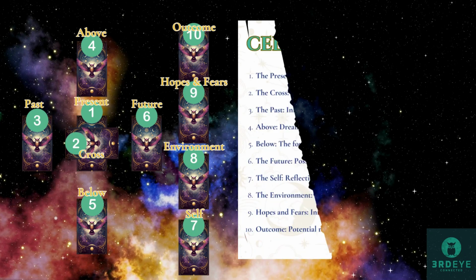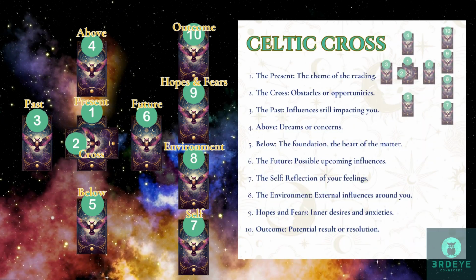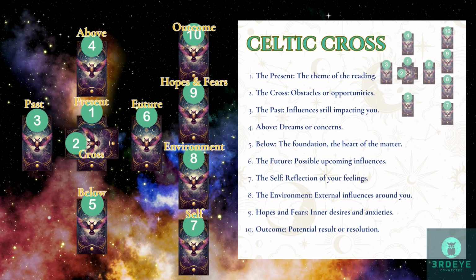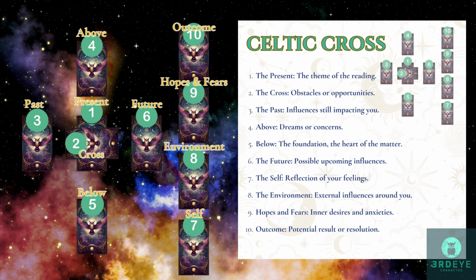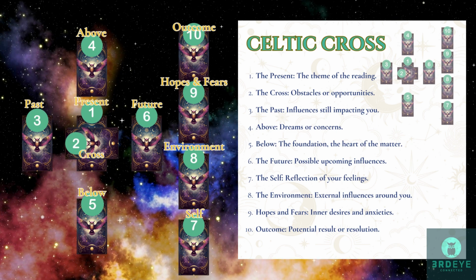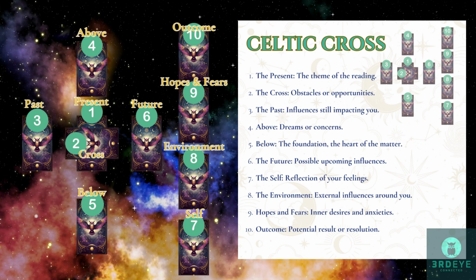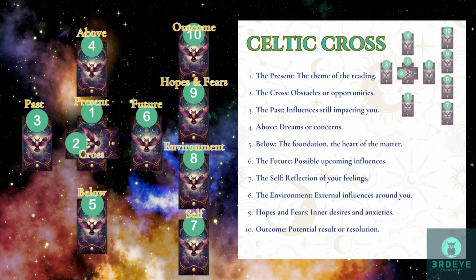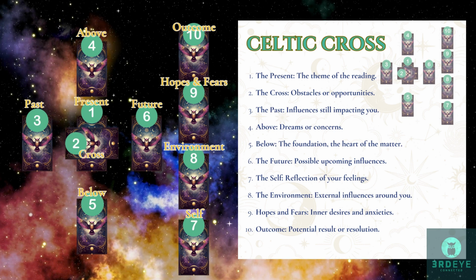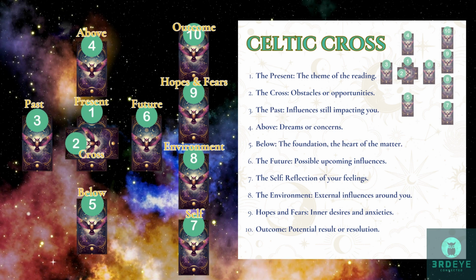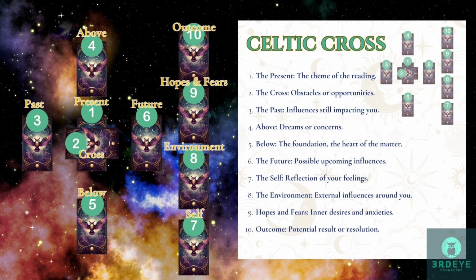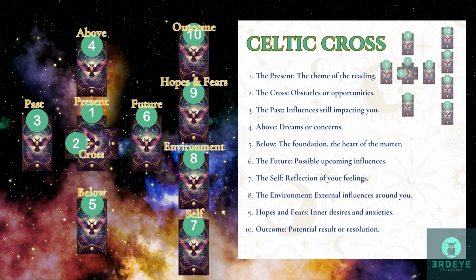Here's a quick breakdown of the positions. The present highlights the theme of the reading, while the cross reveals challenges or opportunities. The past reflects influences still affecting the present. Above represents dreams or concerns, while below shows the foundation or heart of the matter. The future indicates possible upcoming influences.